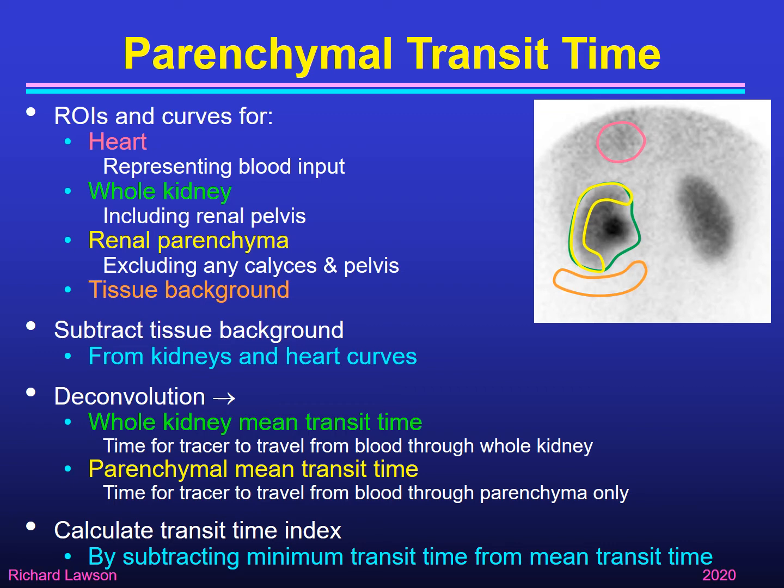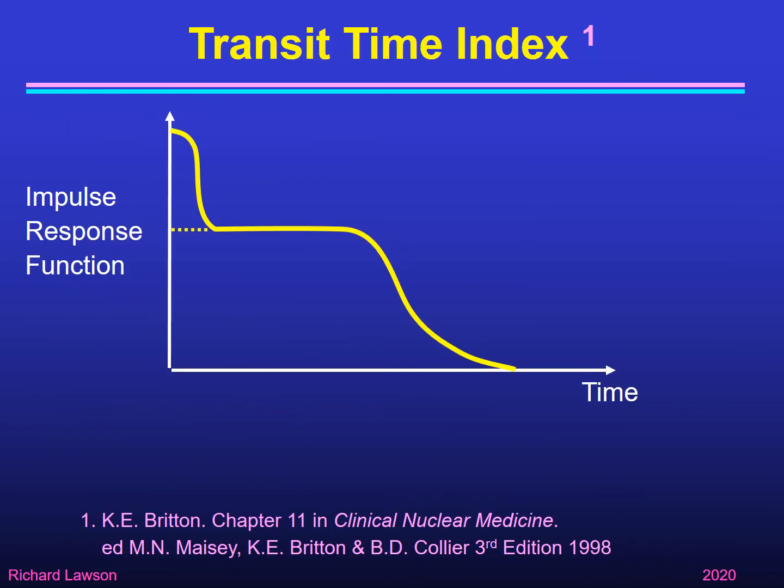What we then do is to calculate the transit time index by subtracting the minimum transit time from the mean transit time. Now, the transit time index is a concept advocated by Keith Britton in a chapter in his book Clinical Nuclear Medicine. You take the impulse response function shown here and you start by getting rid of the background by extrapolating the plateau. Then we can calculate the mean transit time somewhere here on the graph.